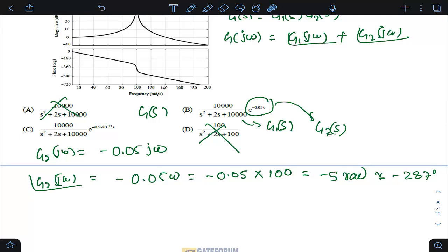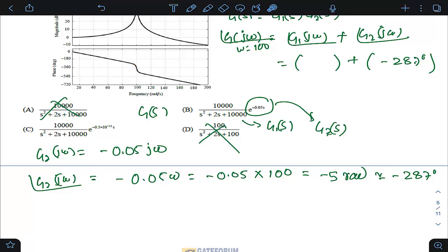So G of j omega, if I ask you what is this phase at a frequency omega equals 100? One thing is confirmed: this part will contribute minus 287 degrees, and the rest of that will be contributed by this G1 transfer function. The summation of this should be somewhat in the range of minus 360, because at 100 if you check the overall transfer function phase, this part you see somewhere around 360, 370. So that is what we expect.